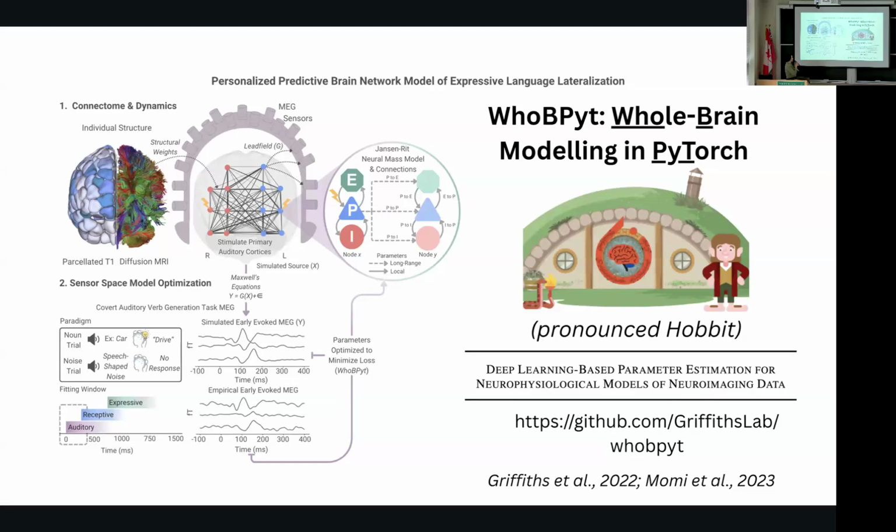Now, to note, we started by fitting our model to just the early part of our task. So this is the part where they have only heard the noun or the noise, not when they are generating the verb. And we wanted to do this because we wanted to start out right at the beginning of the neural cascade, to be able to simulate it right from the start.